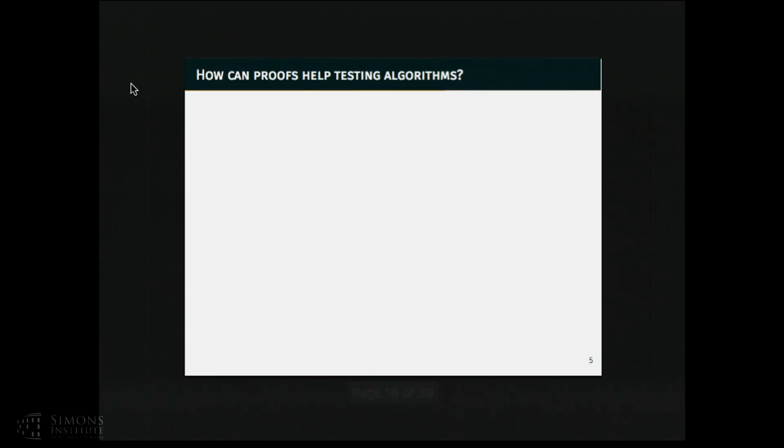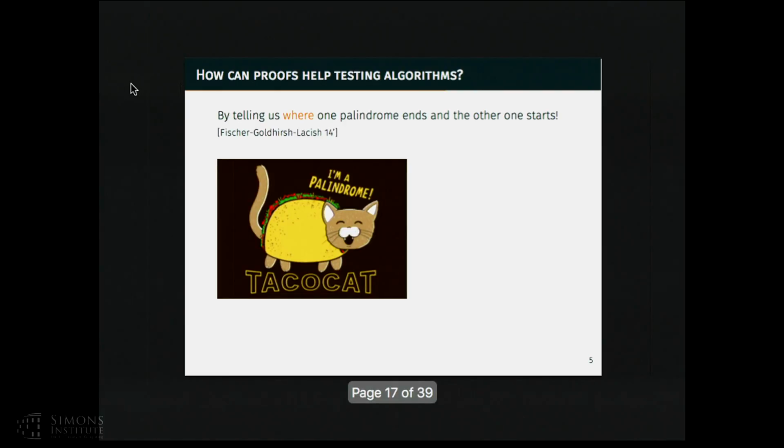Okay, so now that hopefully I convinced you this is a worthy notion, let me try to give you an intuition or an example of how proofs can really help a testing algorithm. This is my favorite example because it's the easiest to explain. It's by Fischer, Goldhirsh, and Lachish, and it tells us the following. Say we have a palindrome, like taco cat, which is my favorite palindrome, by the way. A palindrome is a word that reads the same from the beginning and the end, and testing it is very easy. It can be done using a constant number of queries. You just query a location, the same location from the beginning and the end, and test for equality.